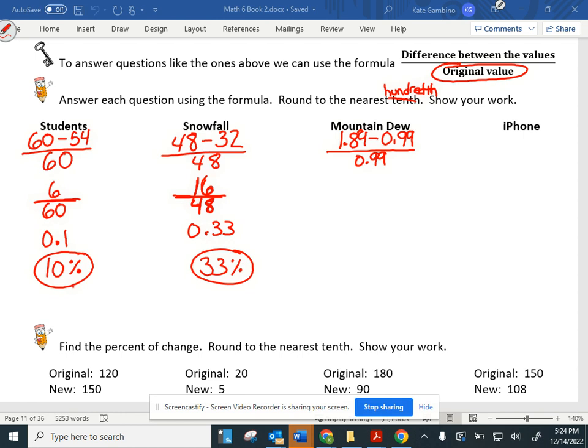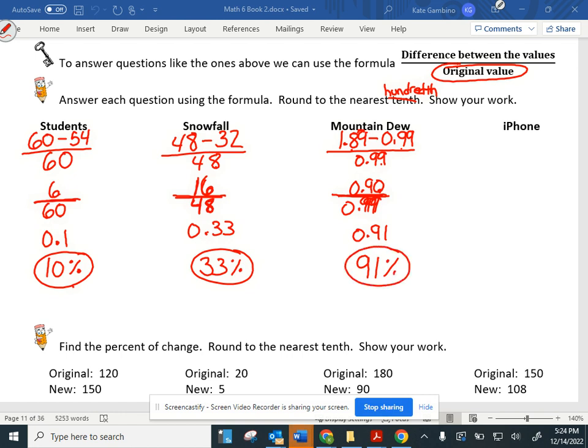So let's look and see how we work this out. $1.89 minus 99 cents is 90 cents divided by that original value of 99 cents. So 0.9 divided by 99 cents gives me 0.91. So we started at 99 cents and we went up to $1.89, which is a 91% increase.